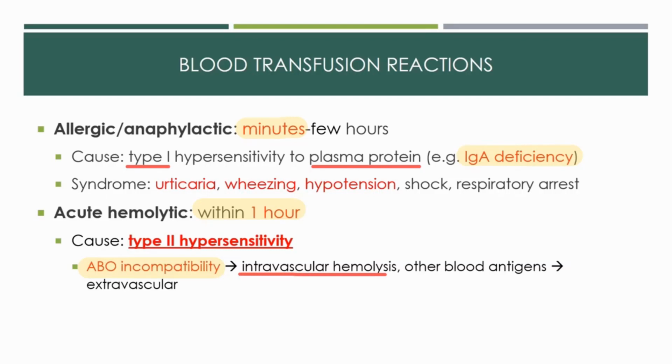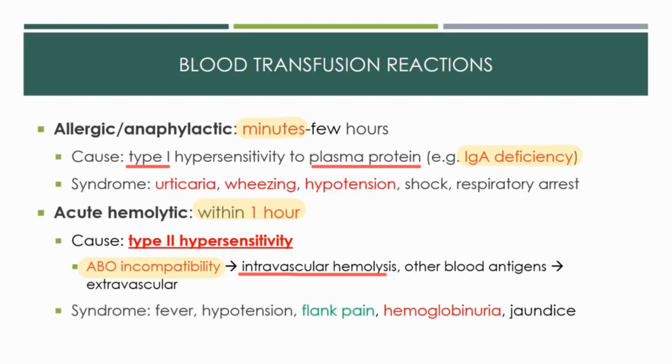If the response is due to other blood antigens, antibody coats the red blood cells and they are removed from the circulation by macrophages in the liver and spleen. This is extravascular hemolysis. These patients appear very sick, and there is a systemic inflammatory response, so they will be febrile and have hypotension, with resultant tachycardia and tachypnea. I don't know why, but flank or back pain is very characteristic. If you see anything about flank pain in a transfusion question, that's usually the clincher.